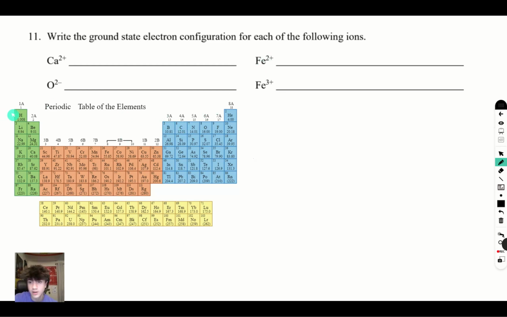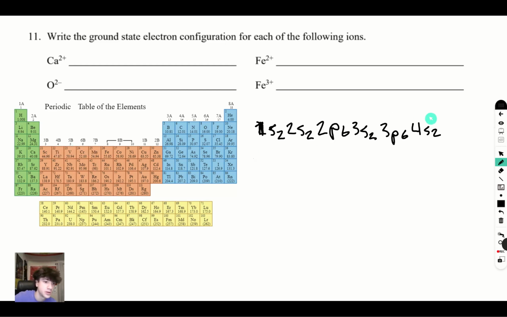Now let's move on to the next one, Fe2+. All right, so we do the same thing. 1s2, 2s2, 2p6, 3s2, 3p6, 4s2, and then we get to iron, which is going to be the 6th one in the d orbital. But here, even though it's on the 4th row, this row is called the 3d. So we have the 3d6 right here.